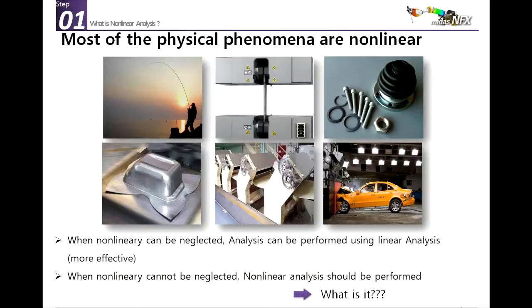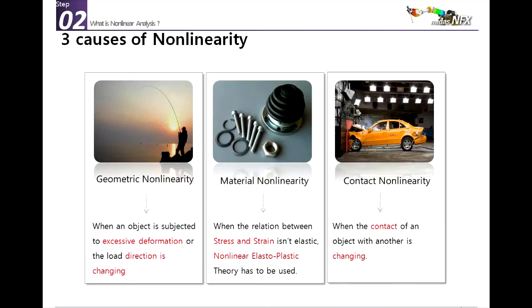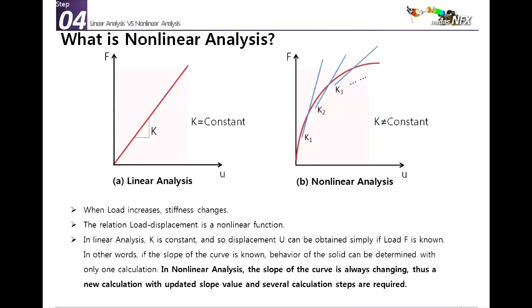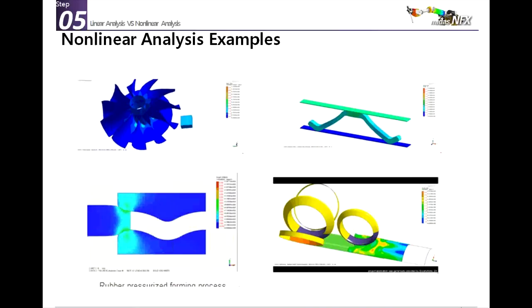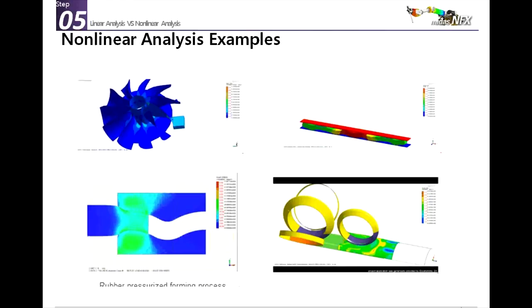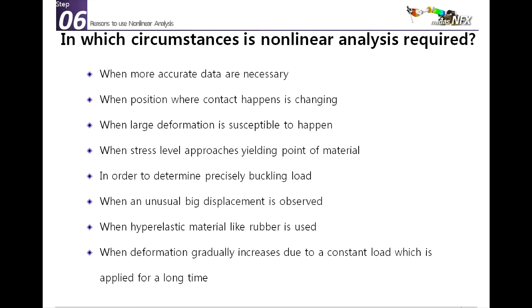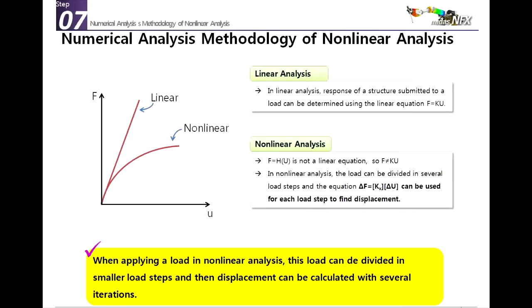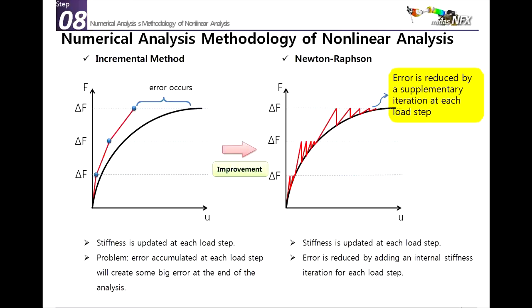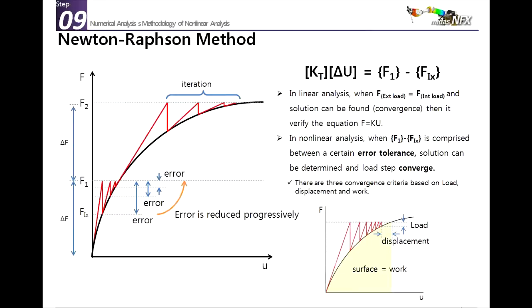So I'll go very quickly over the slides I presented last time. There are 3 types of nonlinearity: geometric, material, and contacts. I explained last time the difference between linear and nonlinear. I showed you some examples. I told you when you should consider nonlinear analysis. Then I talked about the method to calculate the nonlinear results: the curve, the increments, the load steps.